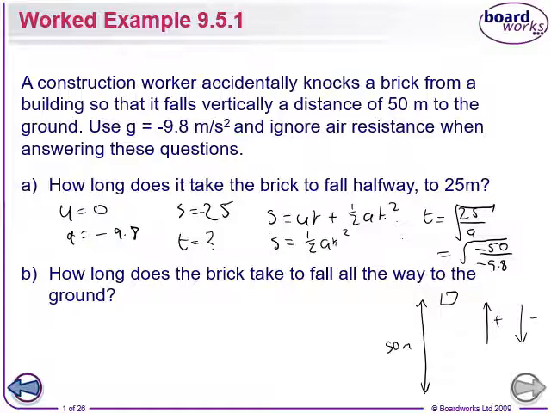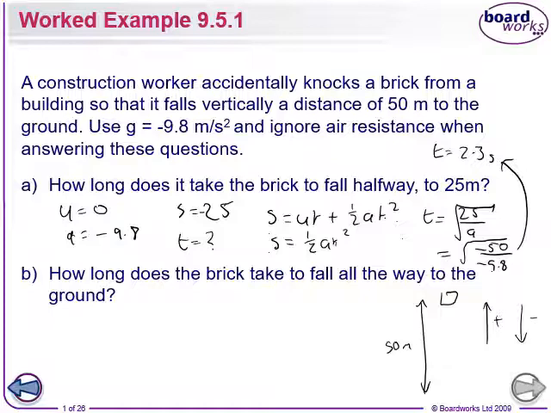Okay, those negatives cancel out. So it's 50 over 9.8 and then the square root of that. So our time will be, I'll call it 2.3 seconds. So you should get about 2.3 seconds for that.